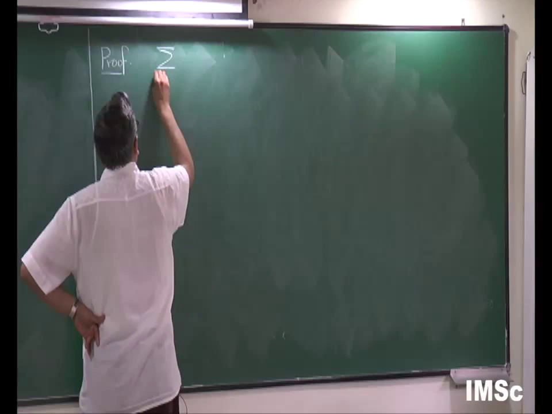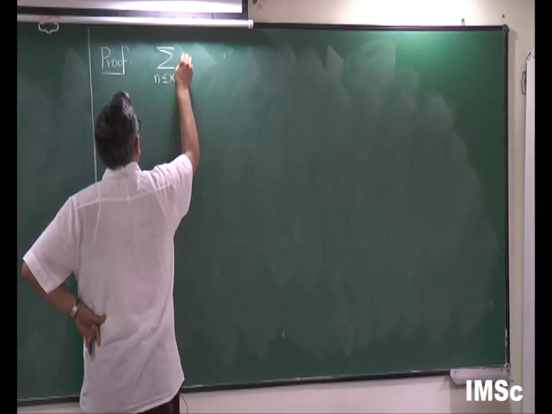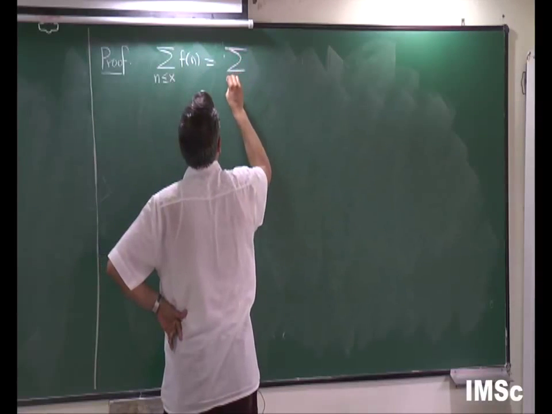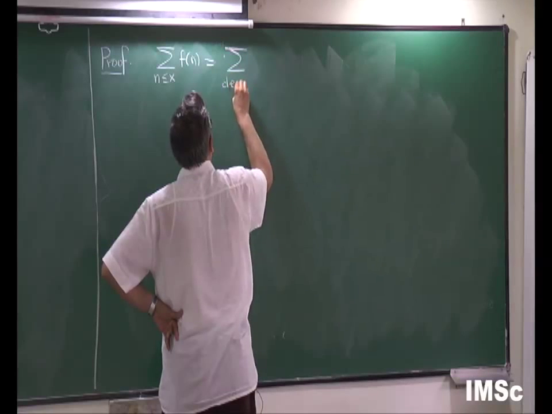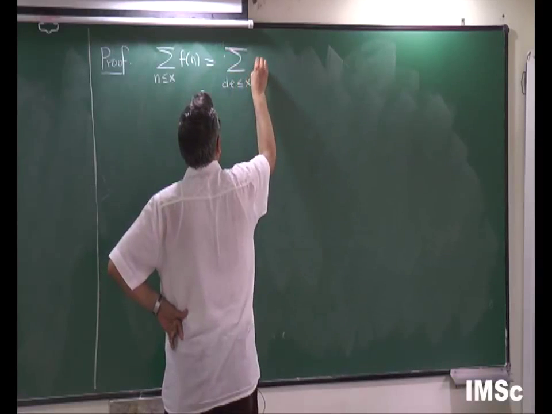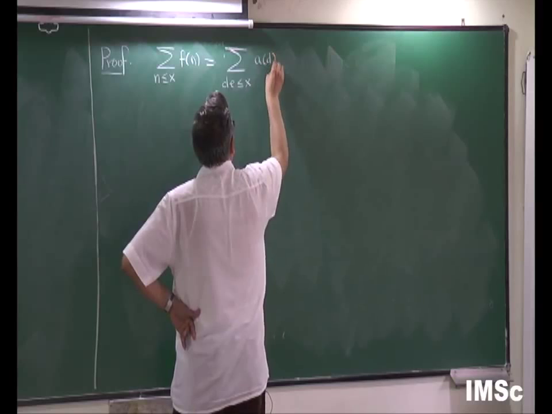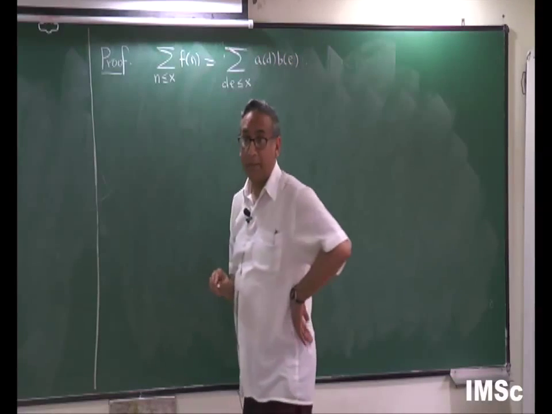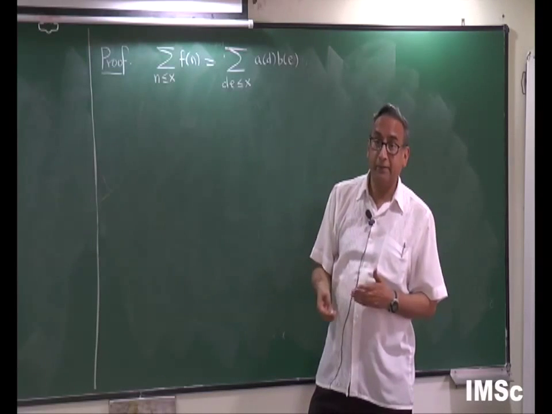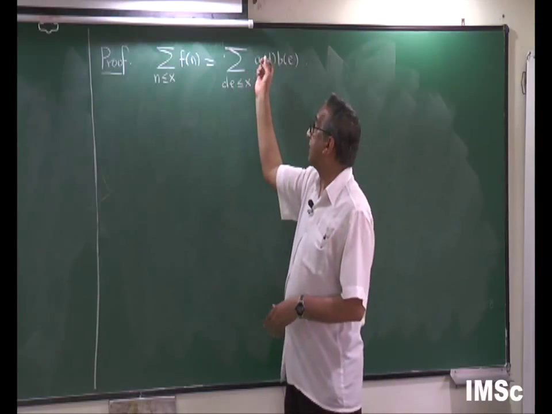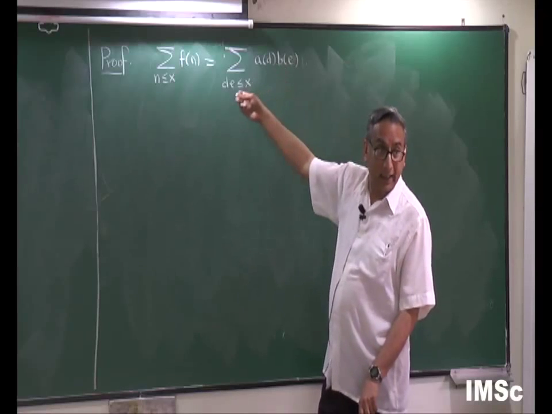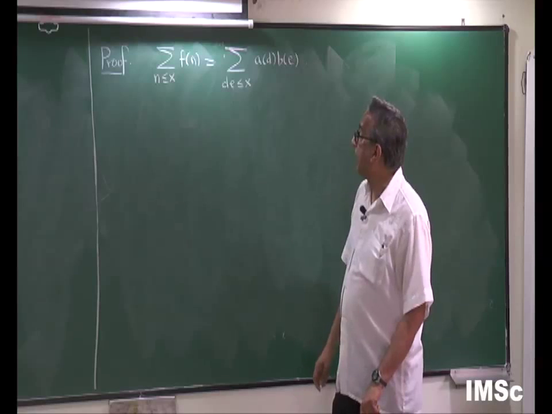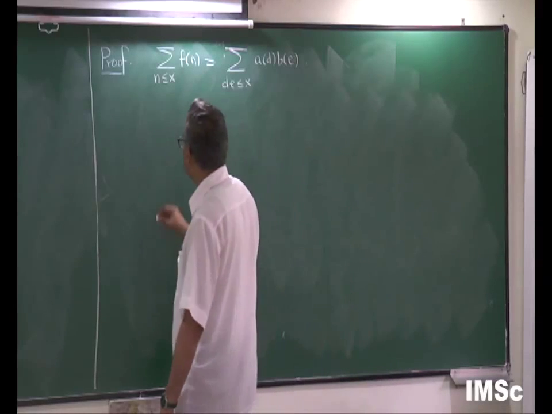Summation n less than x f of n is equal to summation d e less than or equal to x, a of d, b of e. Correct? I mean, f of n is, after all, a of d times b of e, as long as d e is equal to n, and then n is less than x, therefore I'm doing this. This is the summation. Now, let's look at a picture.